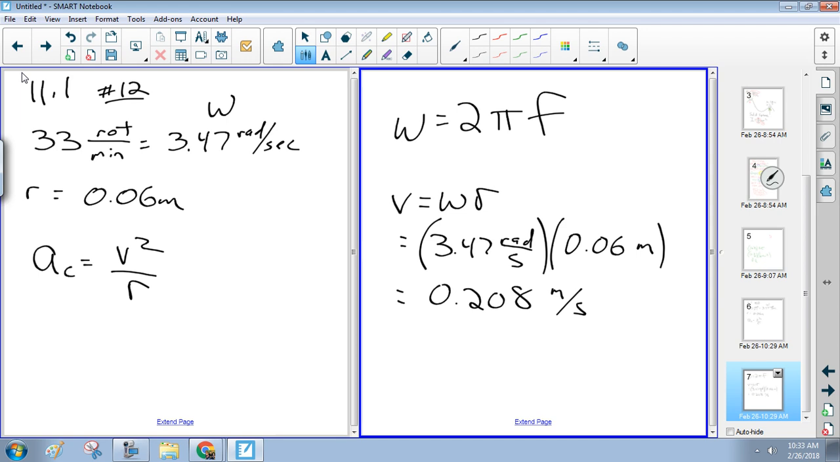Is everybody cool with that? I remember this was a struggle for some of you last year. When you use these jumper equations and multiply by the radius, you're basically just multiplying by a conversion factor. This is really 0.06 meters per radian. And so the radians cancel out and you end up with meters per second. Everybody cool? Okay, so there's my velocity. And now I can do v squared over r to get the centripetal acceleration. Follow?